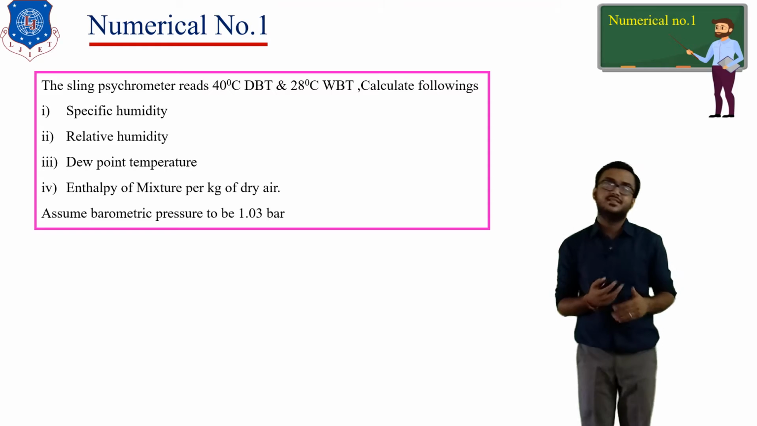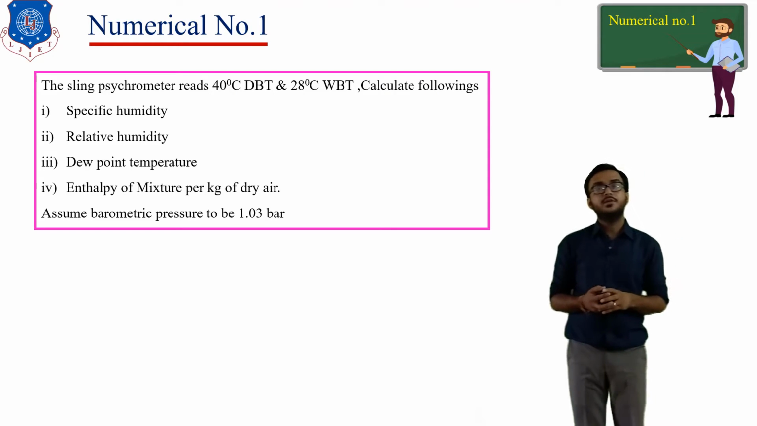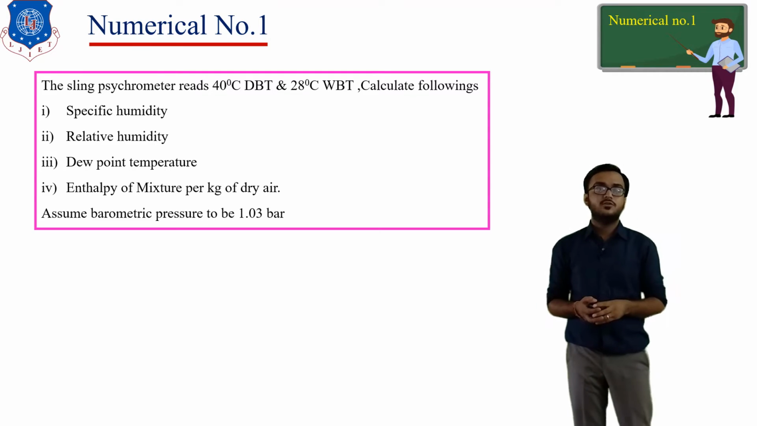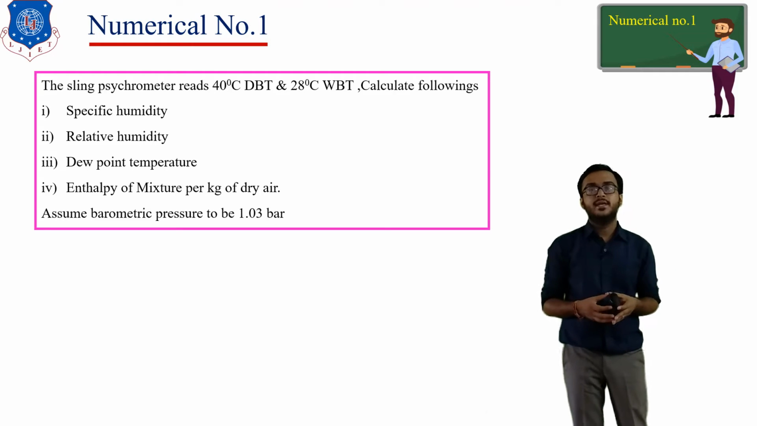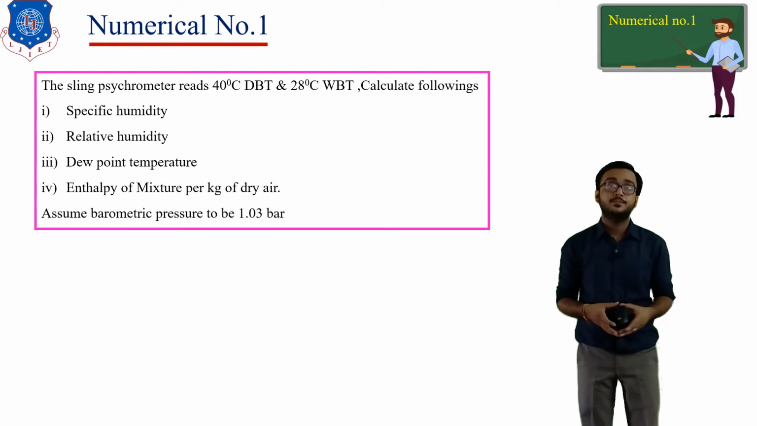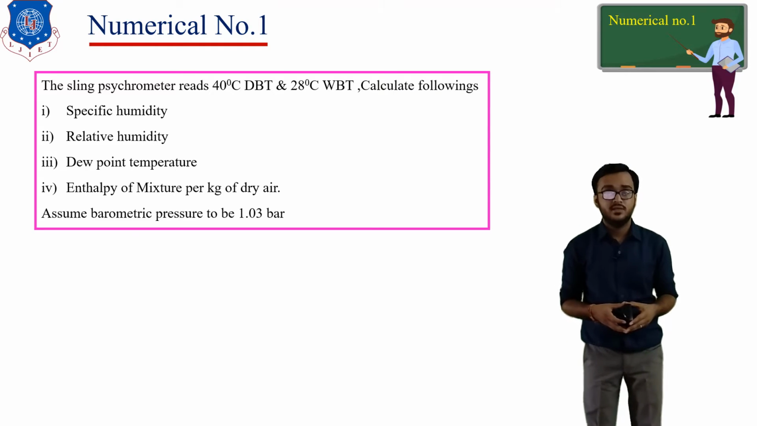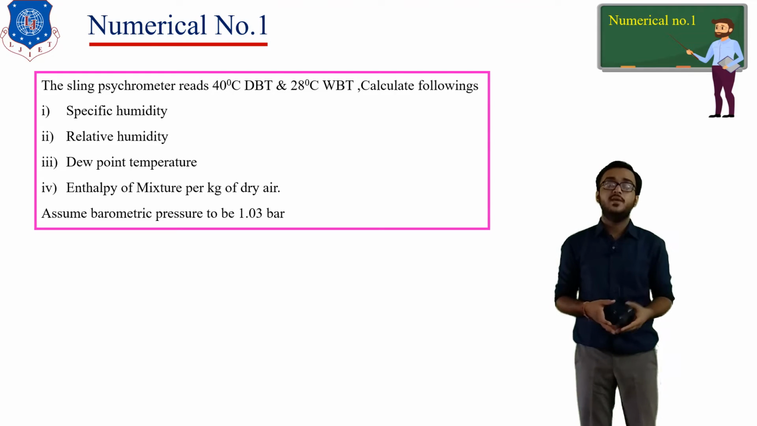So how to solve this example? Tell me. To solve this type of example, you need to recapitulate some of the equations that we derived during the discussion of the different psychrometric terms. For example, specific humidity omega is equal to 0.62 Pv divided by Pb minus Pv. In the given data, we have the value of barometric pressure, that is Pb.